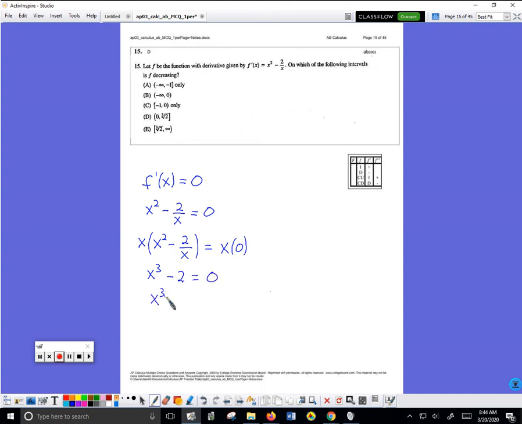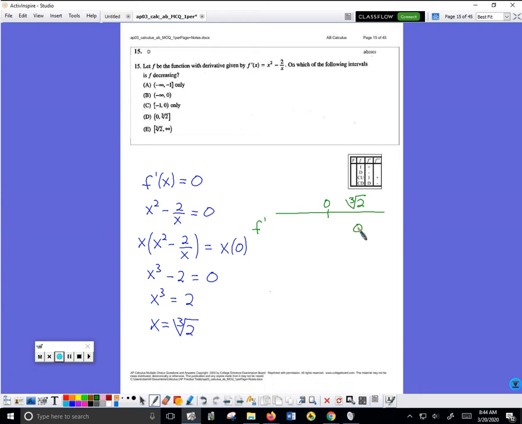So now I know that x cubed is equal to 2. If I take the cube root of both sides, x is equal to the cube root of 2. So if I want to make a sign chart now, I have all these different values of x. I know that at the cube root of 2, the value of f prime is 0, because that's what I solved here.